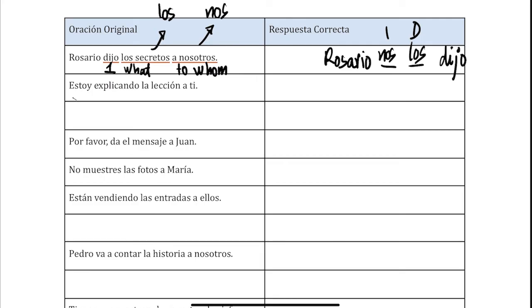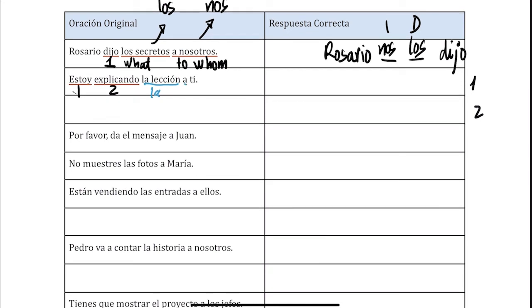Estoy explicando la lección a ti. In the sentence, estoy explicando la lección a ti, I am finding two verbs, so I can place the pronouns before the first verb or attach them to the second verb. And that's what I'm going to do. But before, I need to single the direct object, la lección. What am I teaching? La lección. La. To whom am I teaching la lección? To you. A ti. That is te. Okay? So now, indirect object first, te, direct object after, la, and then estoy explicando.